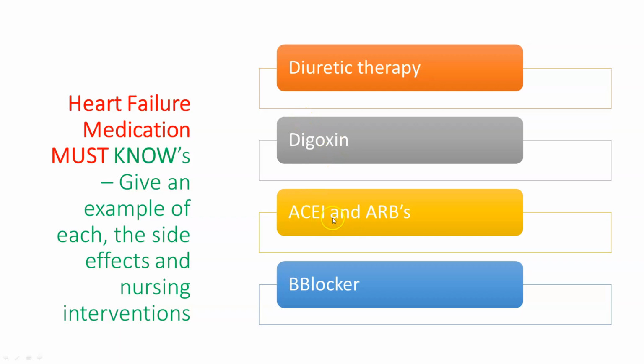ACE inhibitors we'll use. Again, we want to try to prevent remodeling. If we have bad reactions to ACE inhibitors, we can certainly switch them over to an ARB. So your angiotensin receptor blocker medication, your sartans. And of course, we can include that beta blocker to help decrease myocardial O2 consumption, decrease afterload, and make the heart more effective.